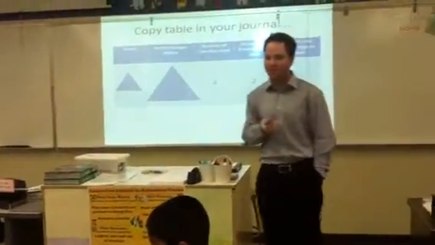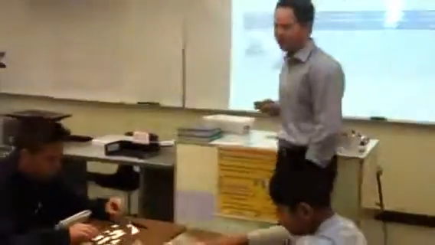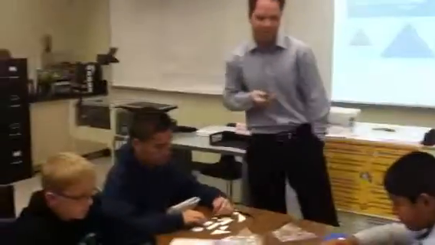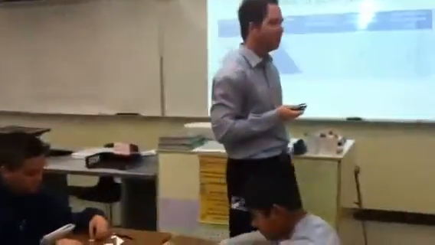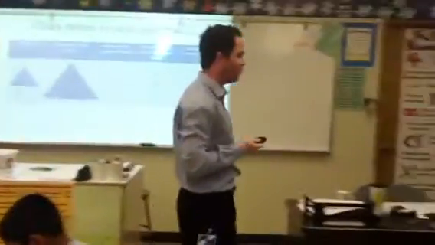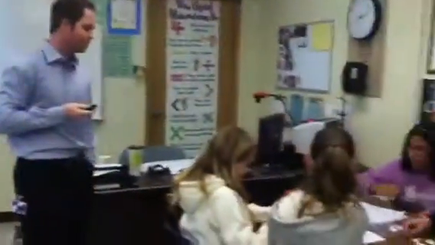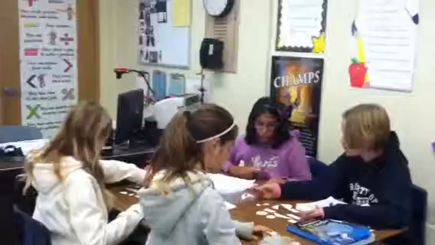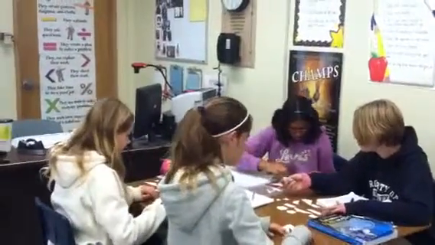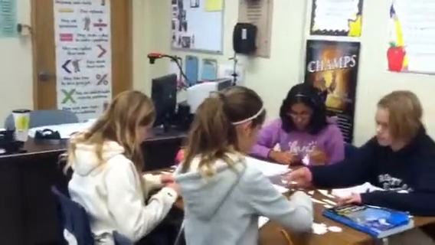So let's look at B. B is a square. So work with your group and try to put the squares together to form a larger square. You're going to be trying to do this with each shape, each letter shape.